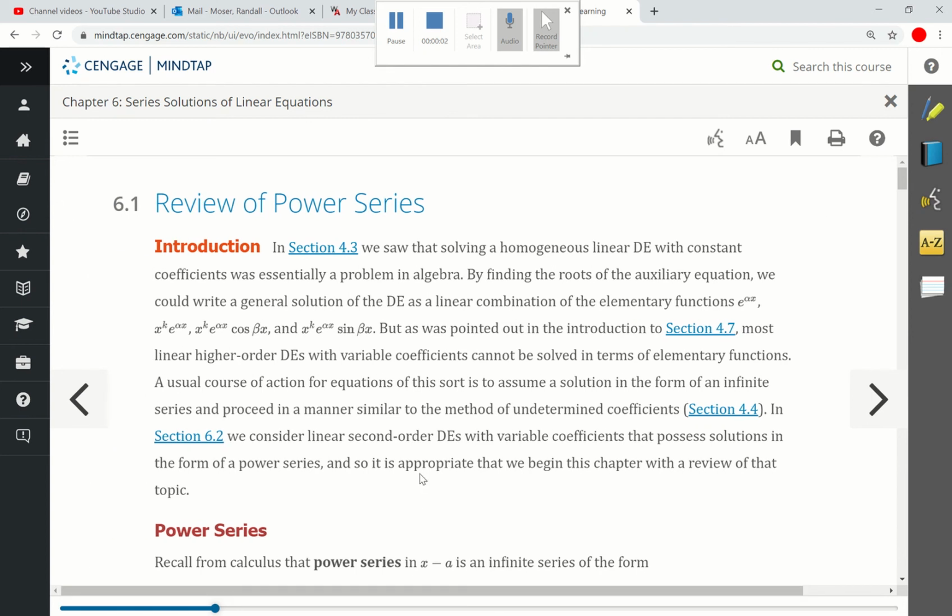In section 6.1, and in chapter 6 in general, we're going to look at power series solutions to differential equations. And we're going to start by reviewing some of the information about power series that you should have seen perhaps in calculus two.